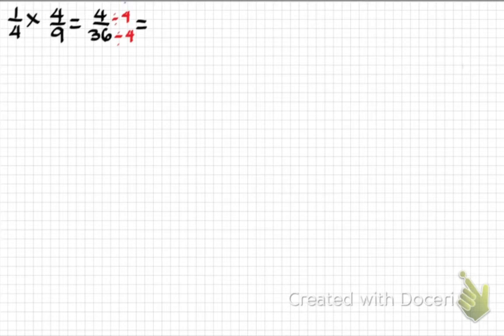So let us try to find another example. 1/4 times 4 over 9. Let's multiply across. 1 times 4 equals 4, and 4 times 9 equals 36. So both numbers, 4 and 36, share a common factor, which is 4. So 4 divided by 4 equals 1, and 36 divided by 4 equals 9. So we have our simplified fraction, 1 over 9.